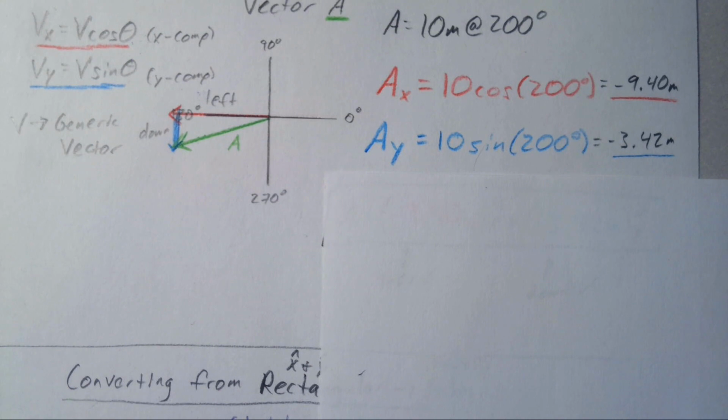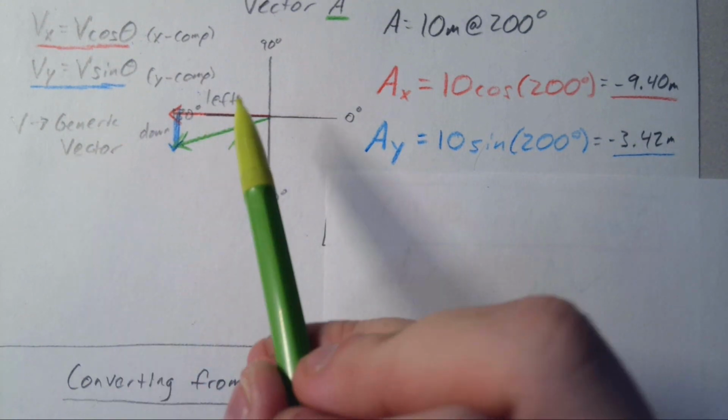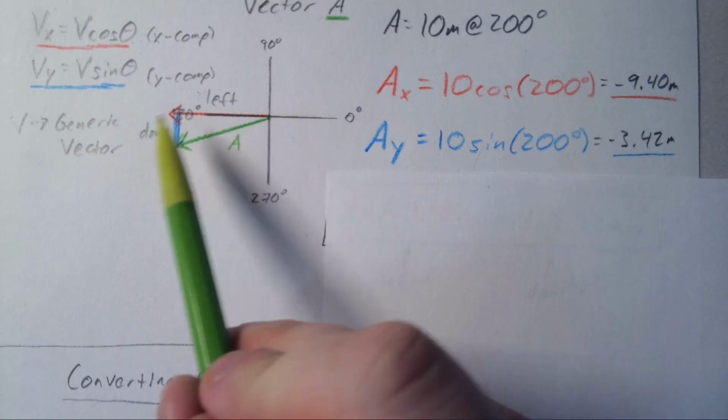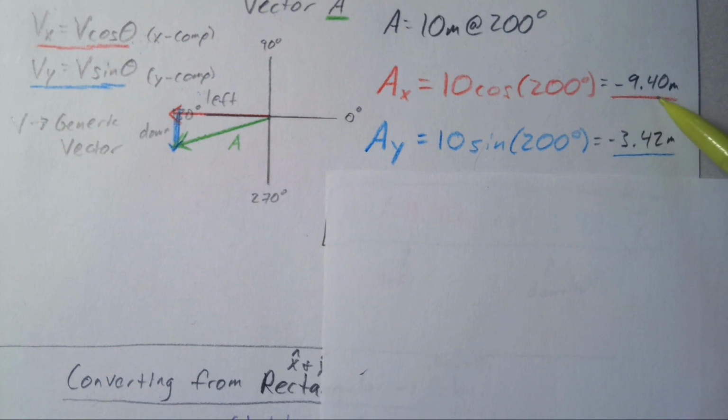Also, it makes sense if you look, even though this is just a rough drawing here, you can see that the red arrow is a longer arrow. It's bigger magnitude than the blue one, and that makes sense over here. This 9.40 is a bigger number than 3.42, so it's looking good so far.